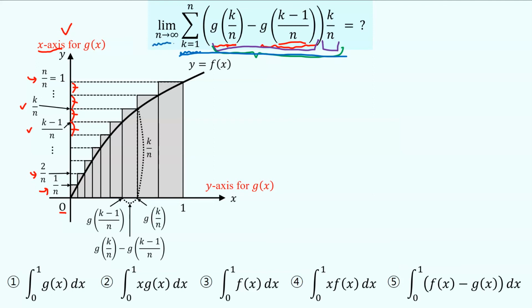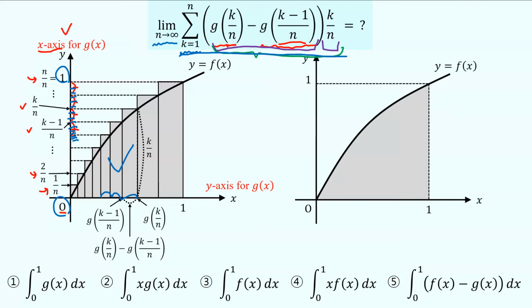Now we take the limit n goes to infinity. This means that we divide this interval [0, 1] into infinitesimally small subintervals. So the width of each rectangle becomes infinitesimally small, and we have infinitely many small rectangles. Therefore, the sum of areas of these rectangles must approach the area between the graph y equals f(x) and the x-axis on x from 0 to 1.